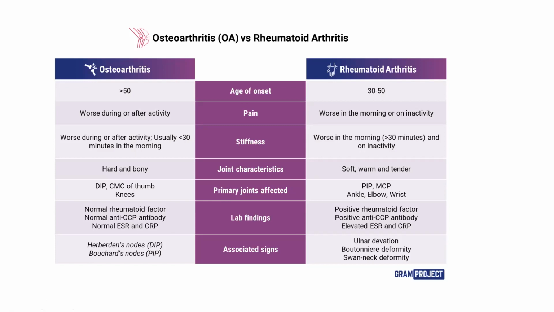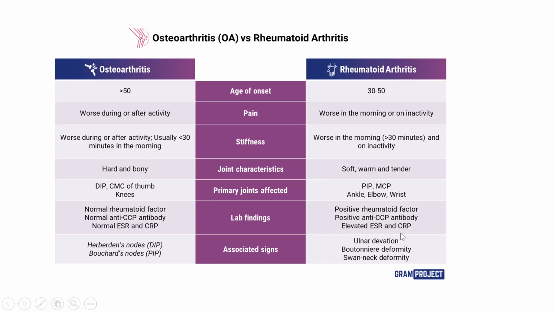In rheumatoid, you will see ulnar deviation, boutonniere deformities, swan neck deformities, very visible deformities. But in osteoarthritis, you will see nodes at the distal joint and proximal interphalangeal joint. These nodes are called Heberden's nodes and Bouchard's nodes. This is the main difference.